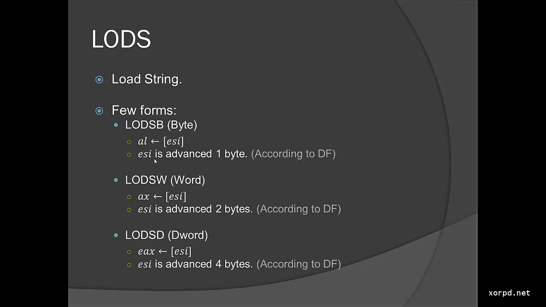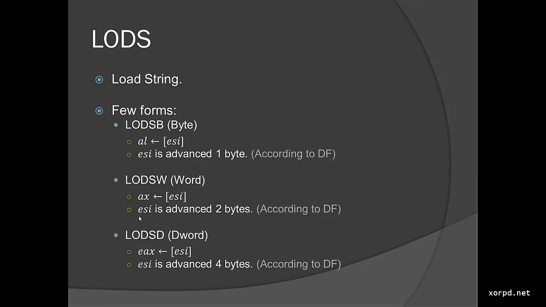If the direction flag is 0, ESI is increased by 1. If the direction flag is 1, ESI is decreased by 1. The next instruction, load_sw, where w stands for word. This time we load a word from the location in memory ESI, and then we copy it into the AX register. Then immediately ESI is advanced 2 bytes according to the direction flag.